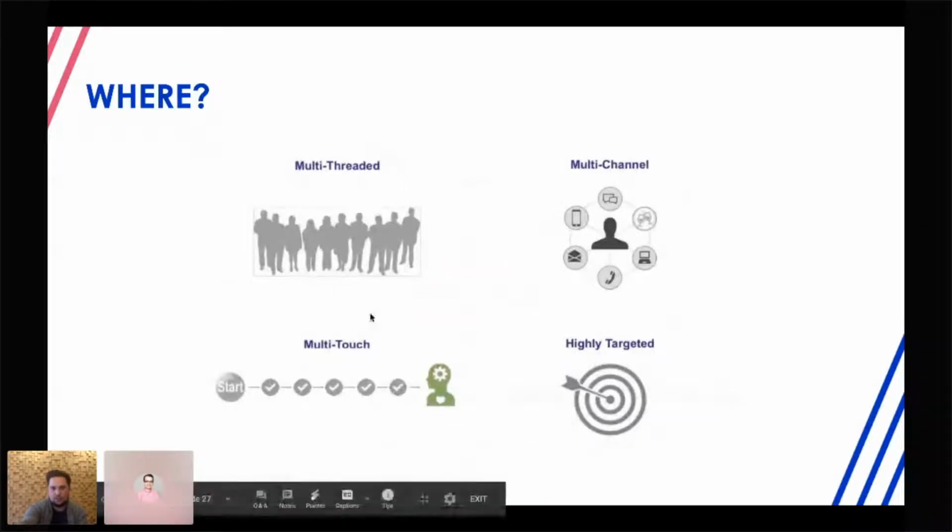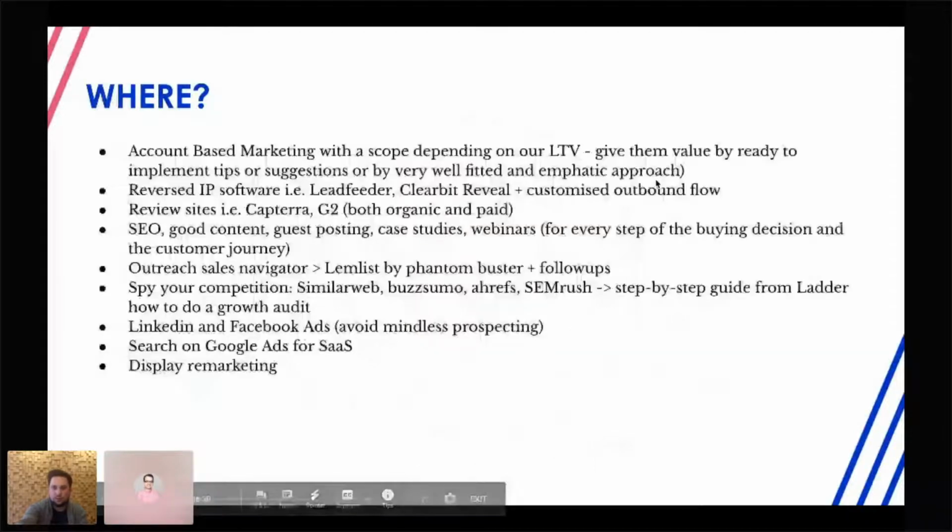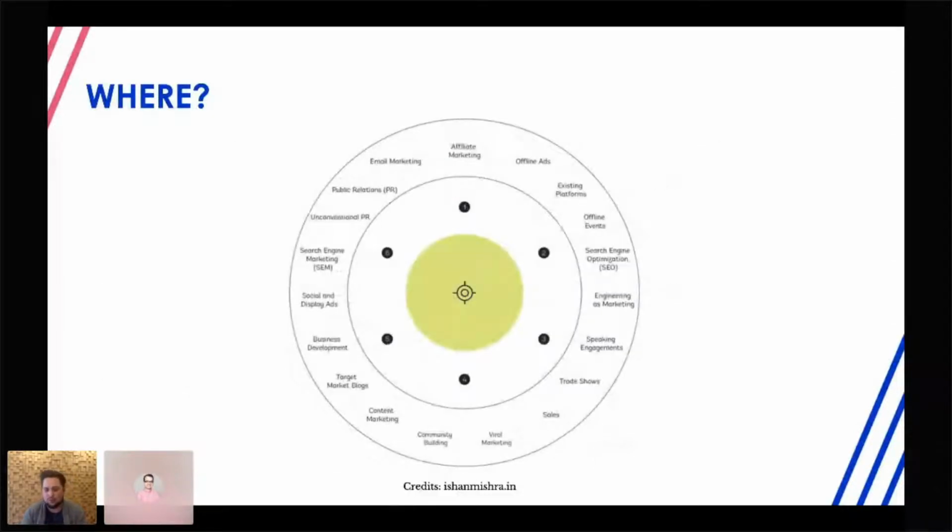This is very important, especially for this multi-touch and multi-channel campaign, because the more interactions you have with the client, the more likely they will take you as an expert in that specific field.